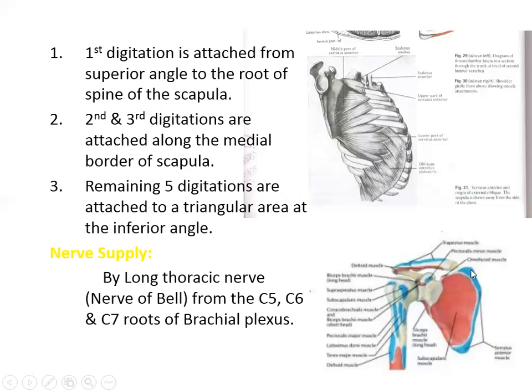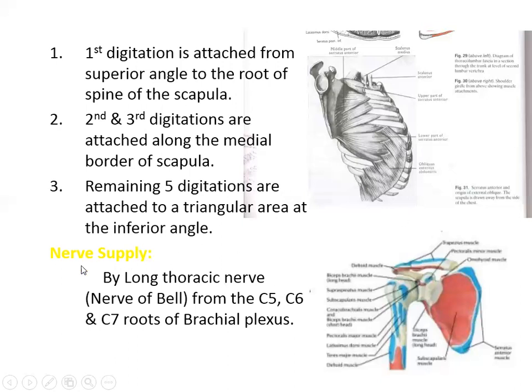So just one digitation, the first, occupies such a big area. The two remaining digitations will occupy the whole medial area, and the remaining five digitations occupy just the small area, which is the inferior angle of the scapula. So the whole attachment starts from the superior angle up to the inferior angle of the scapula.